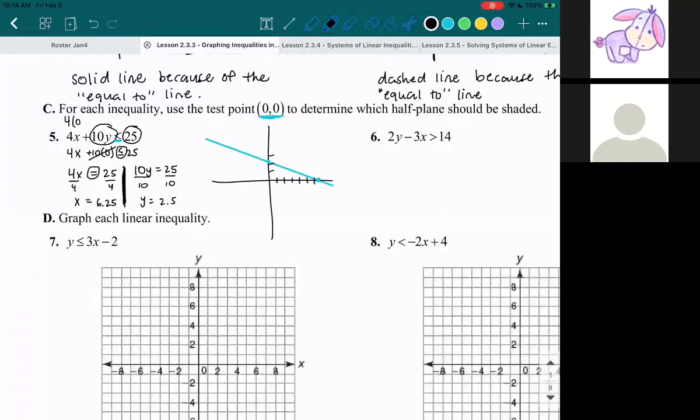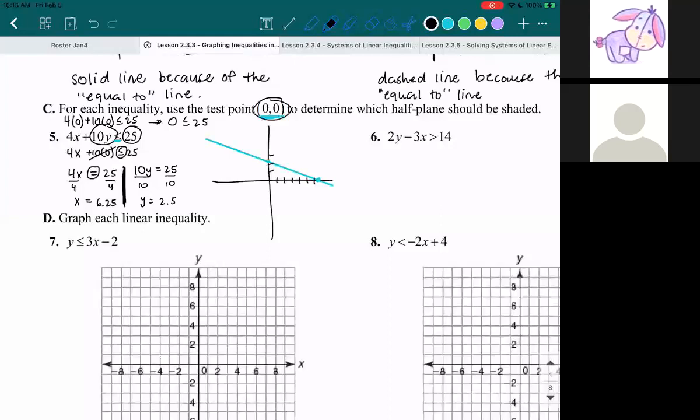4 times 0, because we're plugging in (0, 0), plus 10 times 0 is less than or equal to 25. So what is 4 times 0? Hopefully you're thinking it's 0. What is 10 times 0? Hopefully you're thinking that's 0 also. So in the end, this says 0 is less than or equal to 25. So is this true? Hopefully you think that 0 is less than or equal to 25 is indeed true.